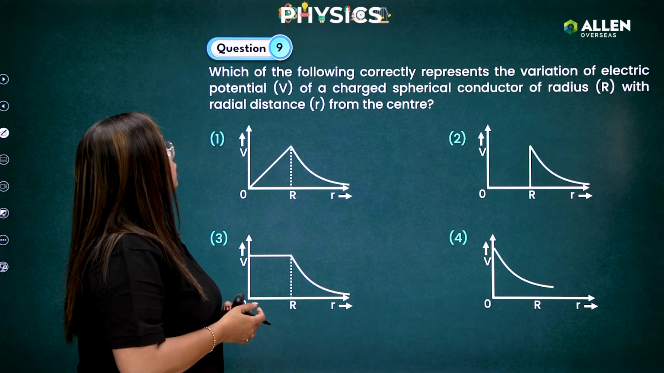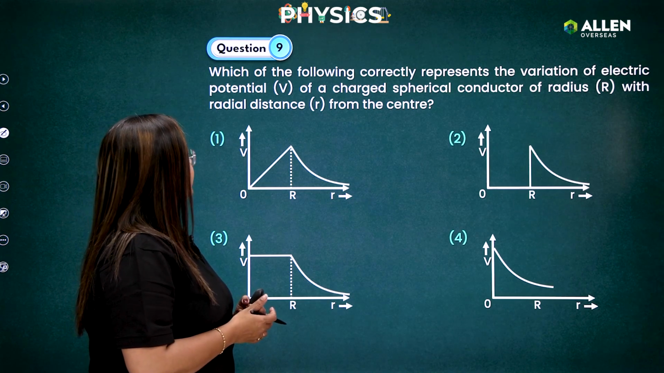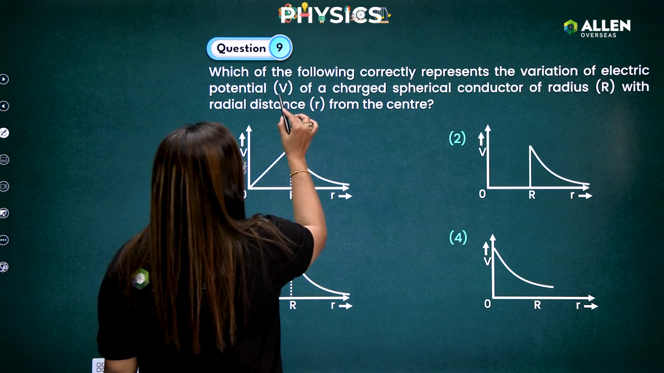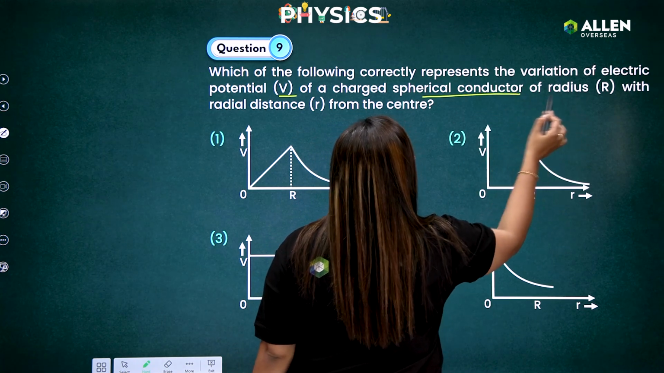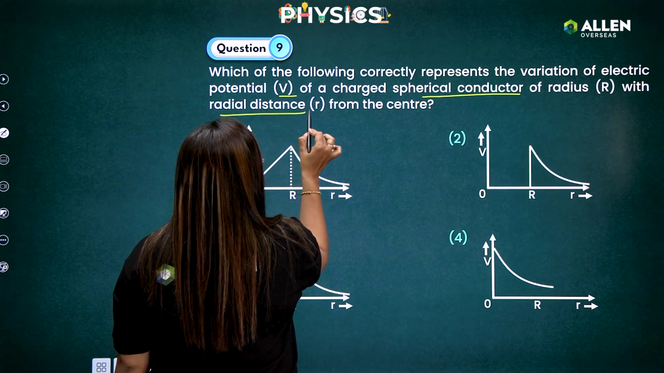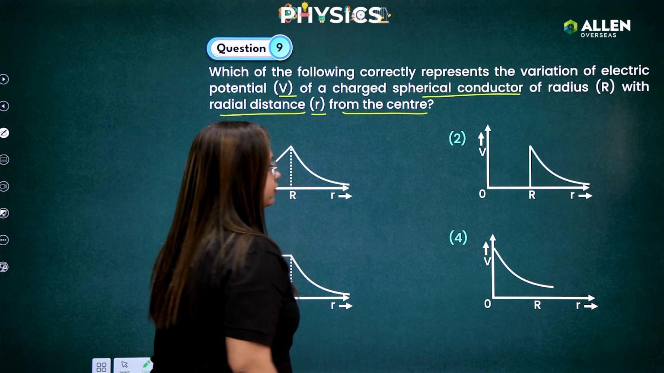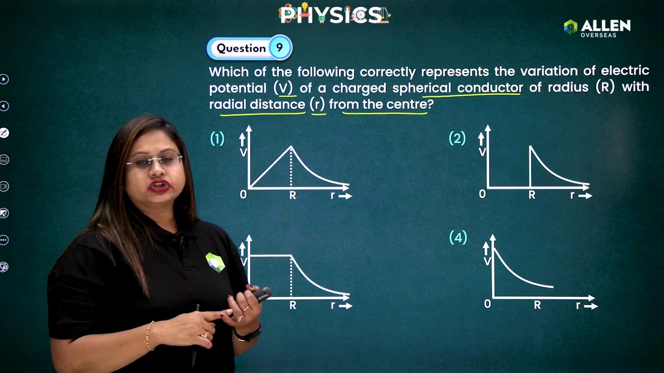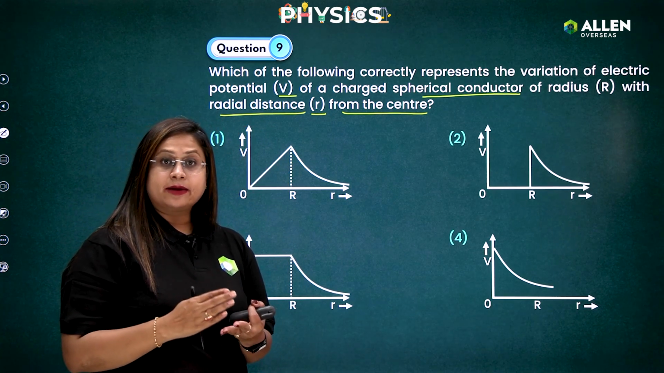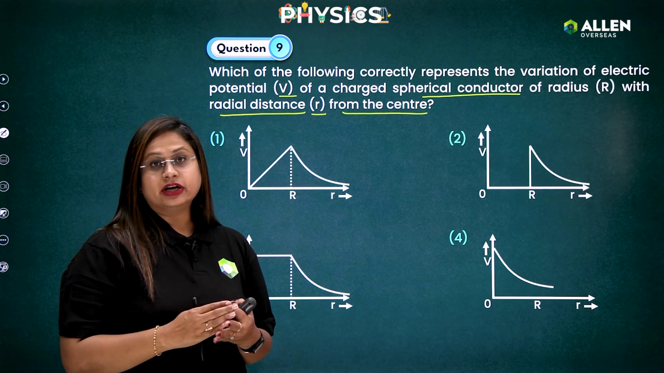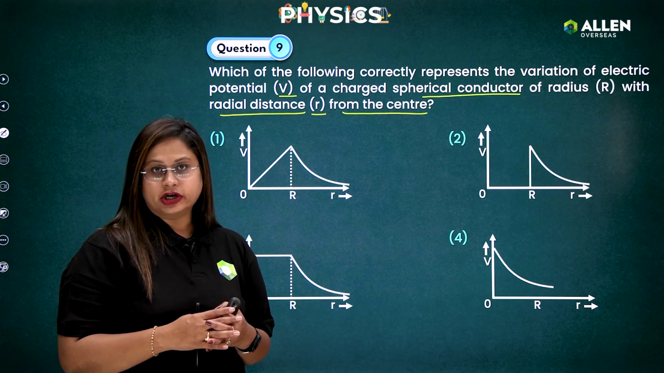In this question, which of the following correctly represents the variation of electric potential V of a charged spherical conductor of radius capital R with radial distance small r from the center, we are required to find out. So this question is very easy and this can be asked in two ways. One is for conducting sphere and the other one is for non-conducting sphere.